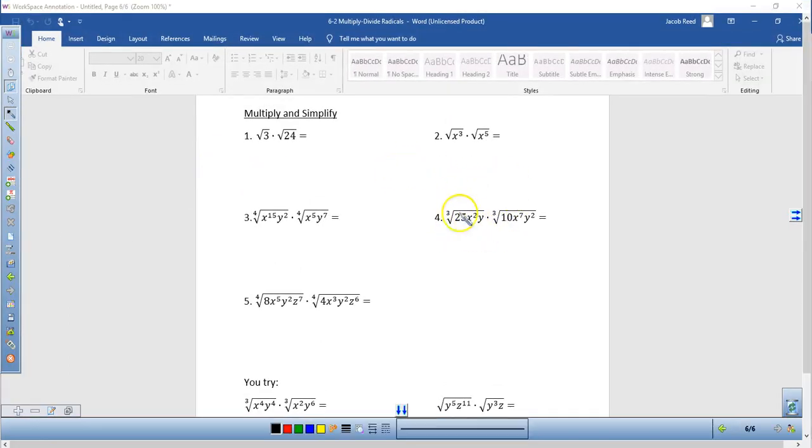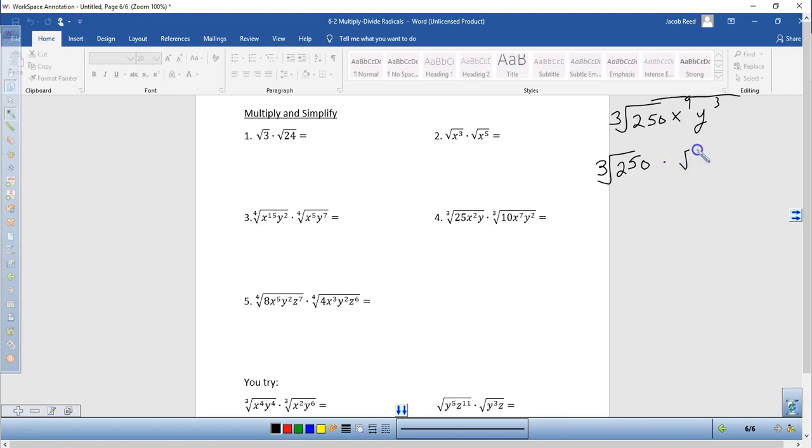Okay. Yet again, cube roots. Multiply everything together. I'm going to work up here because this one's a little bit longer. 25 times 10, that's 250. x cubed squared times x, so that's going to be x to the ninth. y and y squared, that's y cubed. Now in this case, since I've got a number involved, I'm going to separate this out. I'm going to say this is the cube root of 250 multiplied by the cube root of x to the ninth y cubed. This way I can deal with these independently.